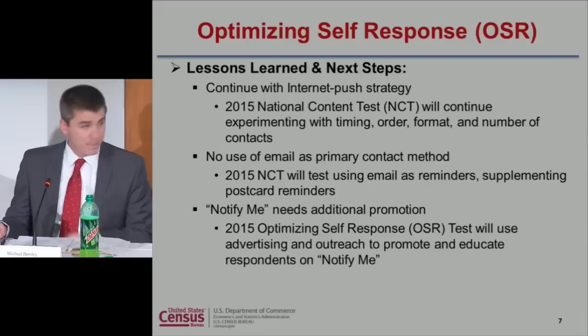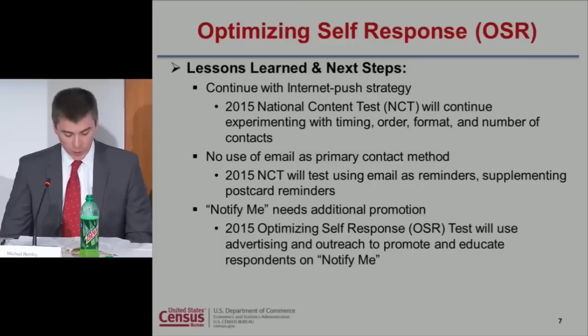Based on these experiences and analysis, we are applying the following lessons learned and next steps to 2015 testing. First, it does appear that a standard mail internet push invitation approach is the contact method that is currently performing the highest, which is consistent with other surveys that we conduct, as well as other academic survey research. And we're going to test tweaks to this as a baseline moving forward. In the 2015 National Content Test, which you will learn a lot more about later this afternoon, we are experimenting with a variety of different approaches to maximize response rates, including altering the timing, order, format, and number of contacts.